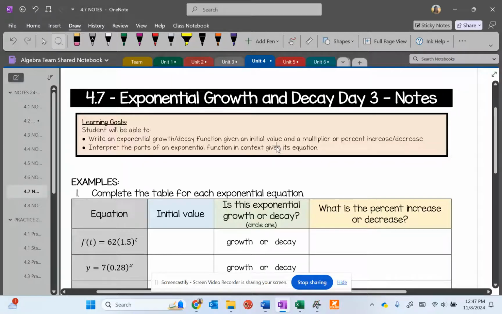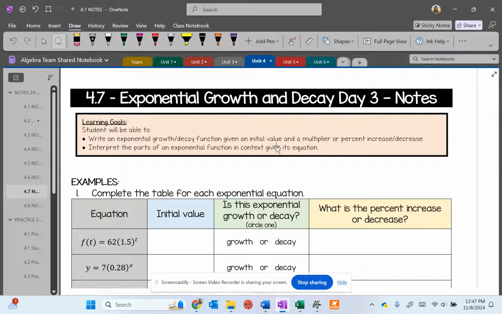You are watching the Exponential Growth and Decay Day 3 Notes video. In this video, we are going to basically go backwards from what we were doing on days 1 and 2. What I mean by going backwards is that we're going to take the equations and interpret what the different parts of the equation mean in the context of some real-world applications.